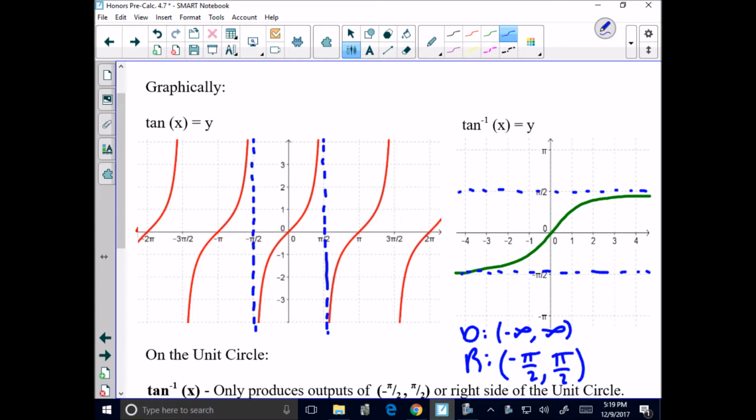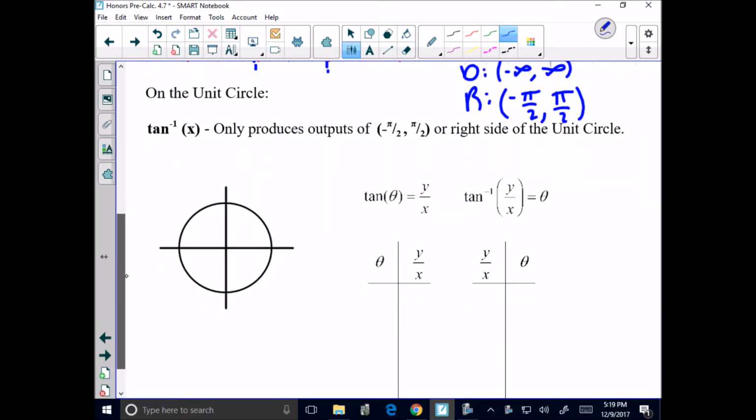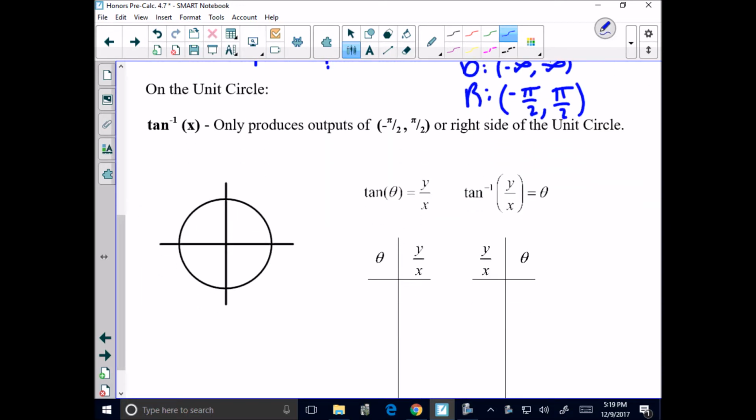And this means that we are going to be evaluating inverse tan on the right side of the unit circle, just like we evaluate sine on the right side of the unit circle. The one difference being that we will not be including negative pi over 2 or positive pi over 2 in the rotations that we evaluate inverse tan with. So let's go through and evaluate ratios of tan, and then look at how we're going to evaluate inverse tan.